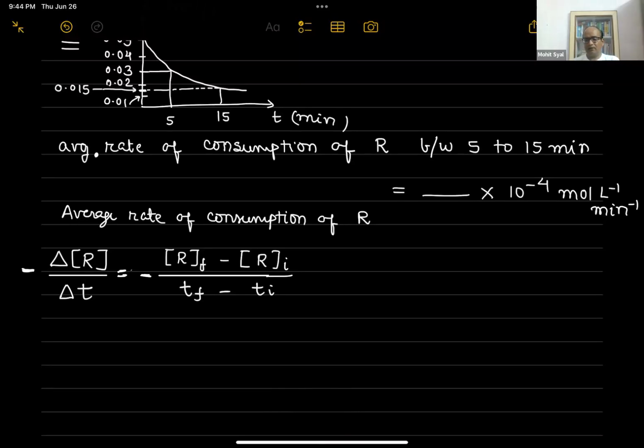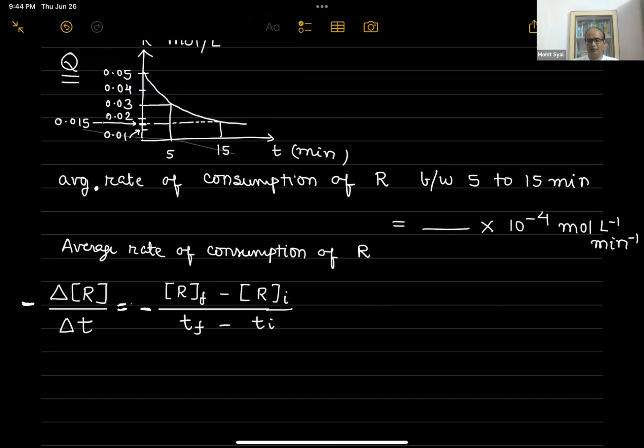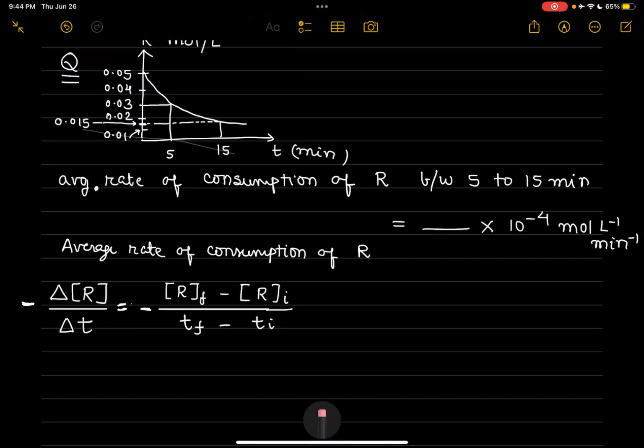So, what is the answer which we are going to get? We just need to look at it very carefully. At 0.015 mole per liter, the time is 15 minutes. Got it? So now you can figure it out very quickly and tell me the answer.